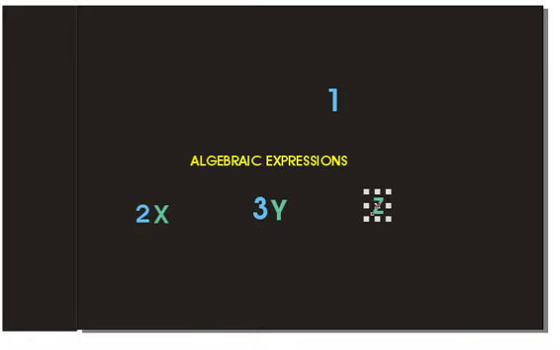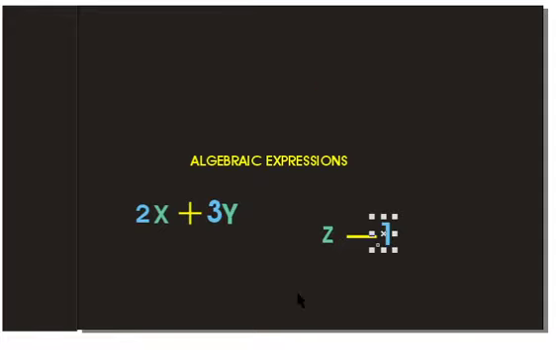But algebraic expressions can also be combined with a symbol. For example, if you take 2x and combine it with plus 3y, what you get is 2x plus 3y. This itself is called an algebraic expression. Likewise, you can combine with the minus sign, say z minus 1. So what you get here is z minus 1, and this is also called an algebraic expression.